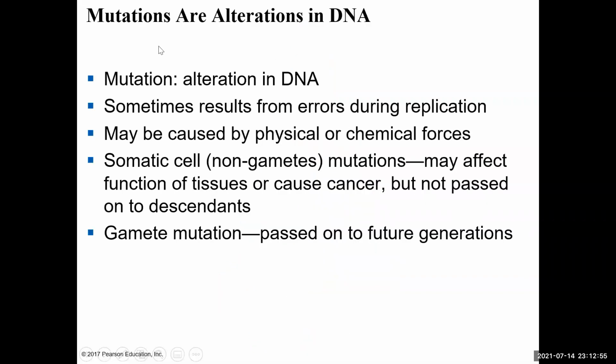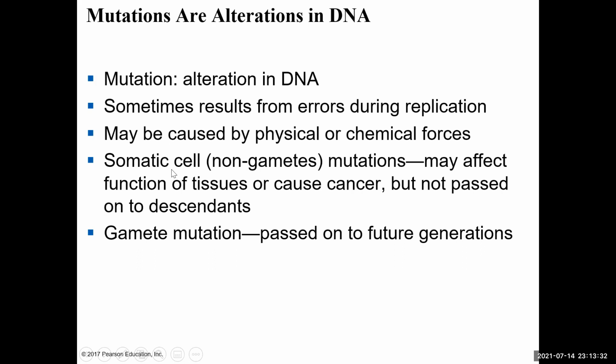Okay. Now, mutations can and do alter DNA sequences. So a mutation is just some alteration in the DNA, doesn't matter how it happens. If a base pair is not supposed to be there, or if a lot of base pairs are not supposed to be there, or if some base pairs have been removed, then those are known as mutations. Sometimes mutations can happen during the replication process, and this can happen due to physical or chemical factors or chemical forces.